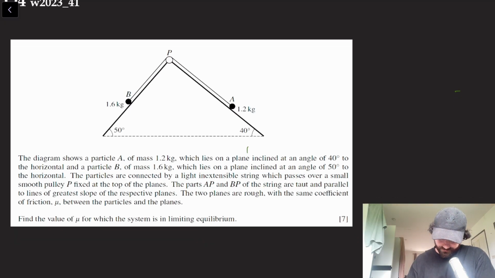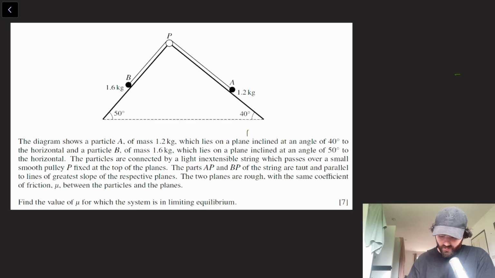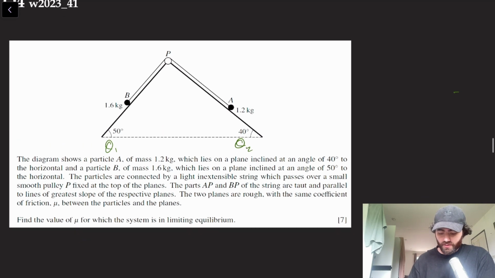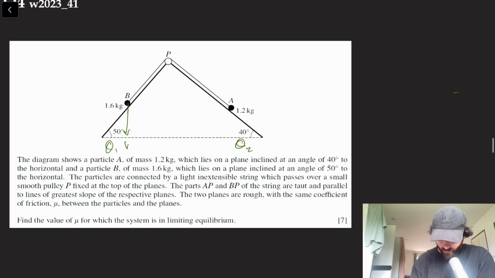Okay, so it explains this diagram and wants us to find the frictional coefficient for the system at limiting equilibrium. First of all, what we have to do here is find which way this is accelerating, because that will tell us which way the frictional forces are acting.